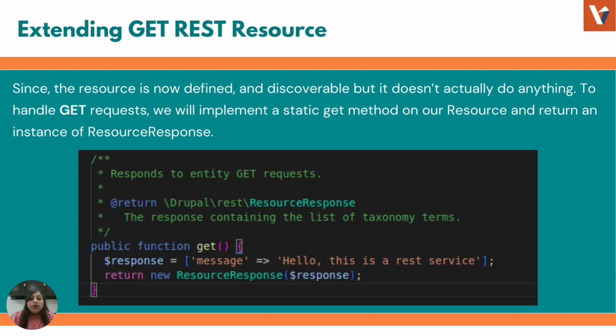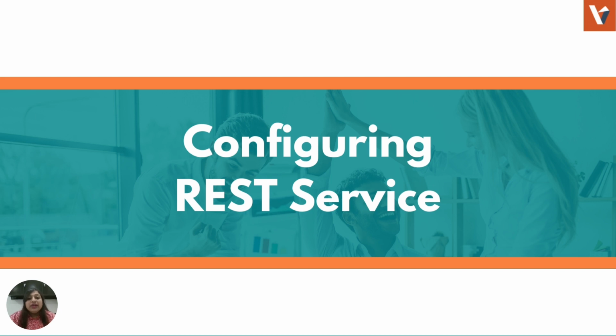Now let's move on to the get method implementation. So I have included a return response from resource response. I have implemented a get method here where I have added a response which contains a message. Like message, hello, this is a REST service. And it is returned as a return response. So once I hit the URL VB REST, I will be getting this response if the code is correct. So let's move further for configuring REST service.